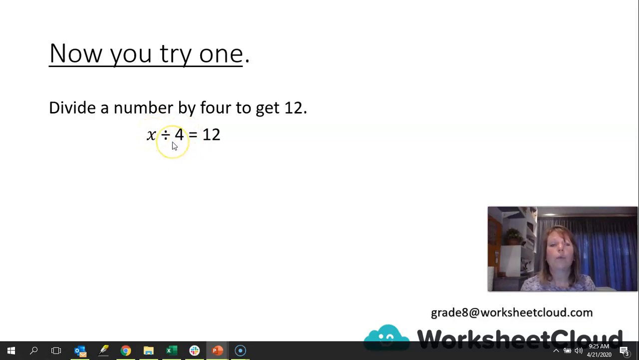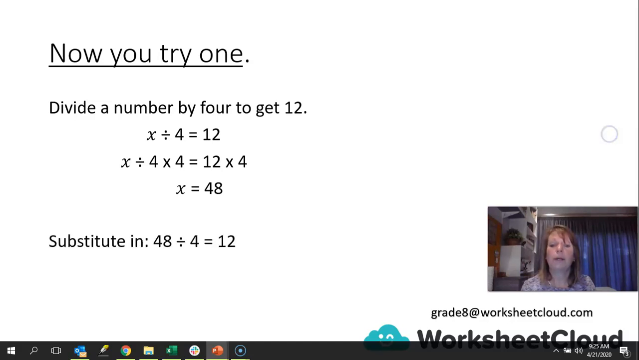In order to do that, we will use the inverse operation, or the opposite operation. So what's opposite to divide? It would be multiply. What we do on the one side, we do on the other side, because we have to keep the scale balanced. So x divided by 4 times 4, and then we have to do the same on the other side, 12 times 4. So what are we going to get? x is equal to 48.